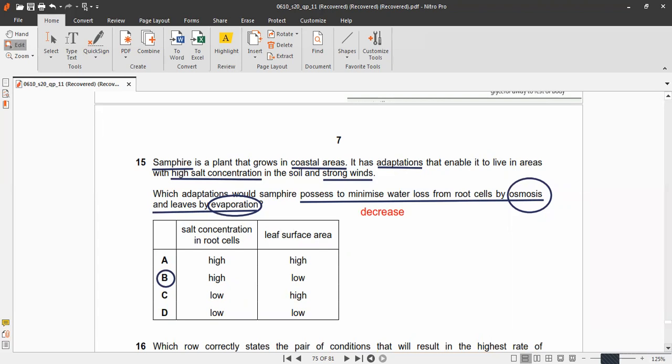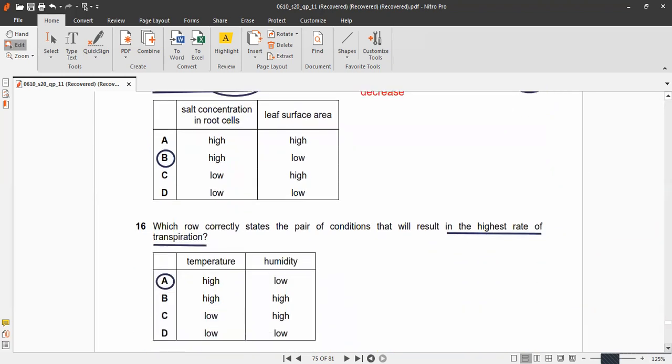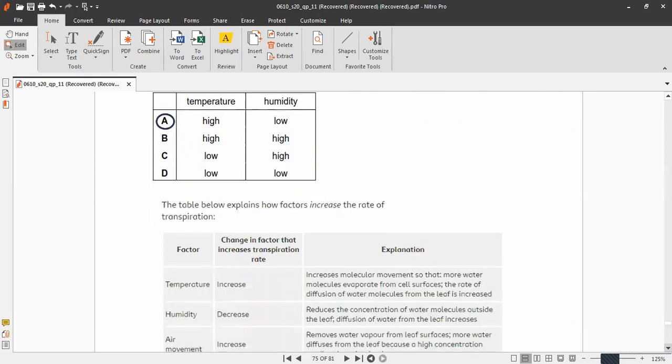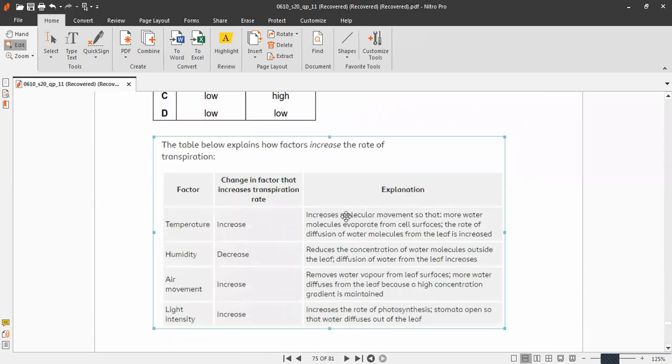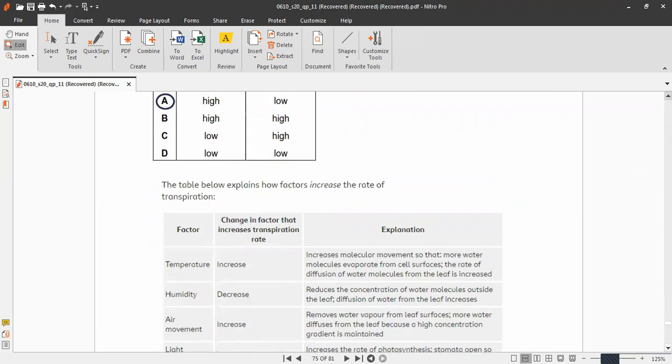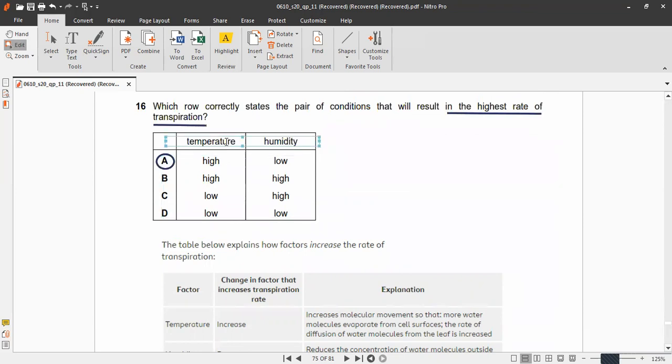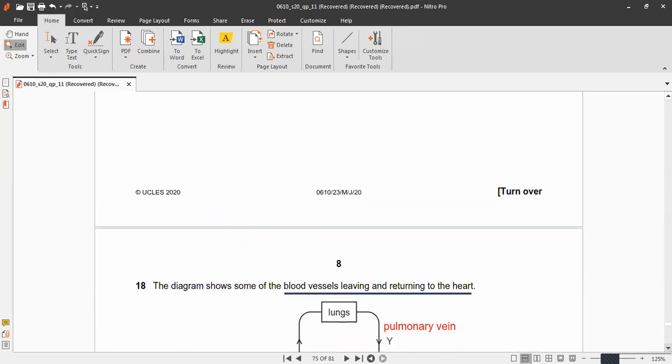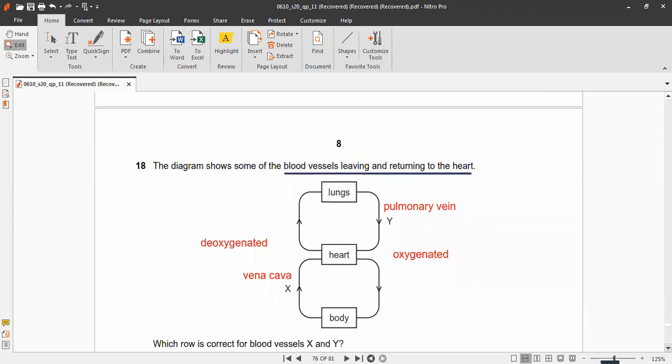by evaporation from leaves. Which row correctly states the pair of conditions that will result in the highest rate of transpiration? Highest rate of transpiration: increased temperature, decreased humidity and increased light intensity. So temperature high and humidity low will result in the highest rate of transpiration.